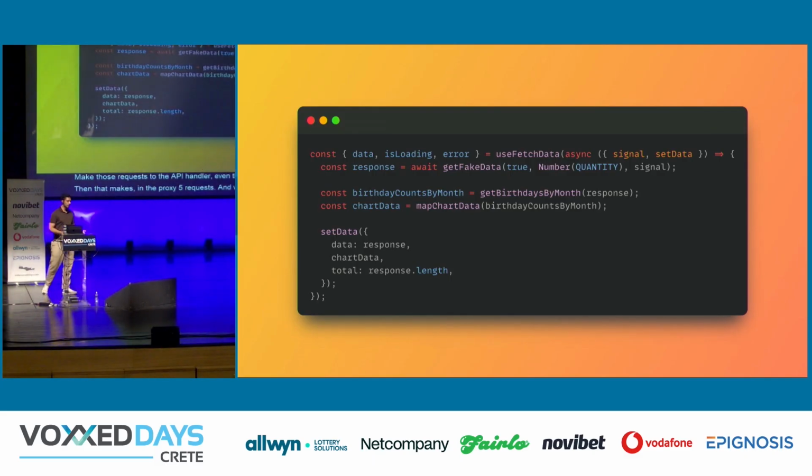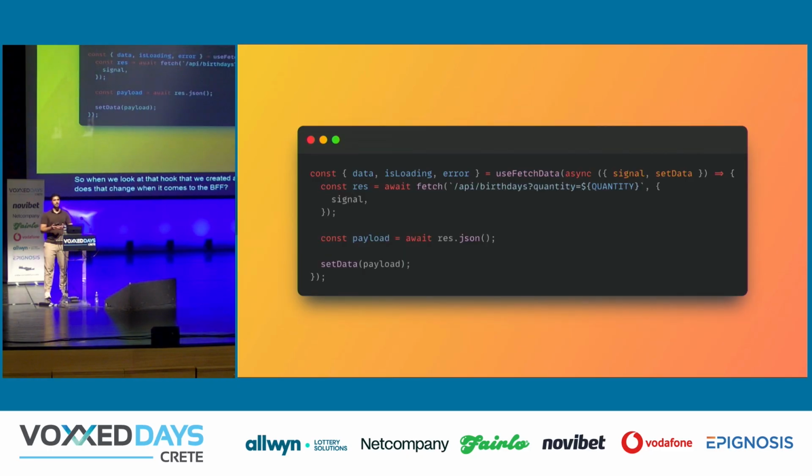So when we look at that hook that we created some time ago, how does that change when it comes to the BFF? You're just going to, instead of doing all that effort on the client, make that request to that service, pass the quantity, and whatever the payload is, that's what you set into state. So it's not too much different. You're just changing how you're fetching, where you're fetching from, and you're not doing any effort on the client. So none of that useMemo stuff, none of that useCallback stuff, no memoization effort needed.